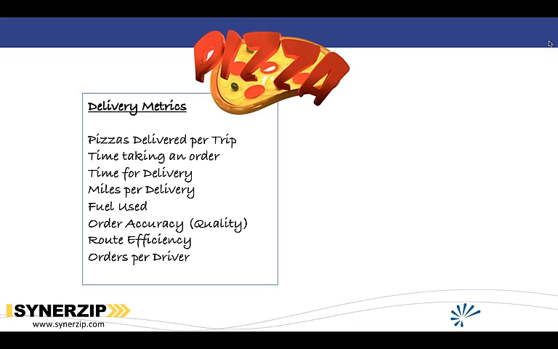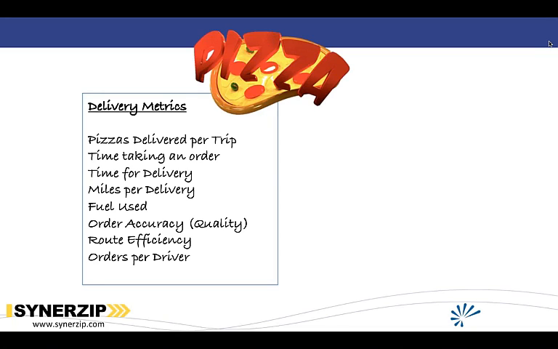Things like pizzas delivered per trip, right? We probably, you would think, want to maximize that. More pizzas we can deliver per trip, the better we're doing. How much time it takes to take an order. Time for delivery, how much time we're going out there to deliver, how many miles, how much fuel is used, accuracy of the order, whether it's correct or not, route efficiency.